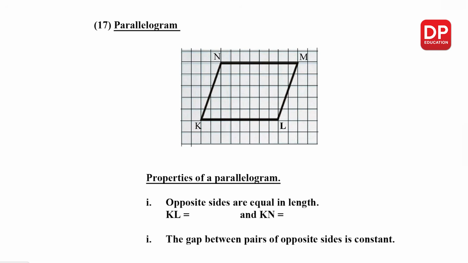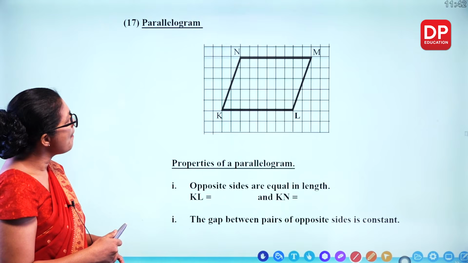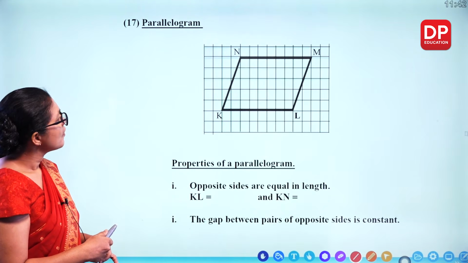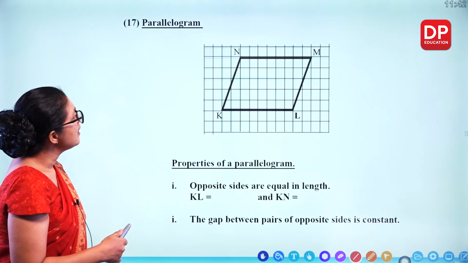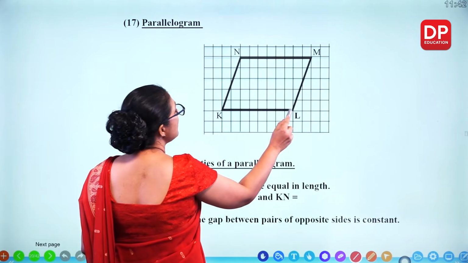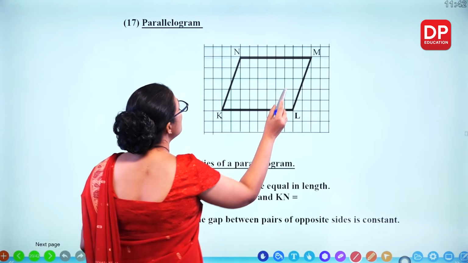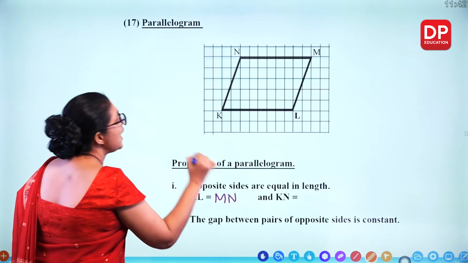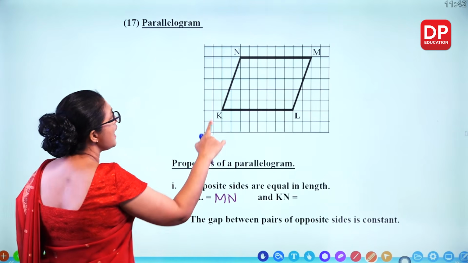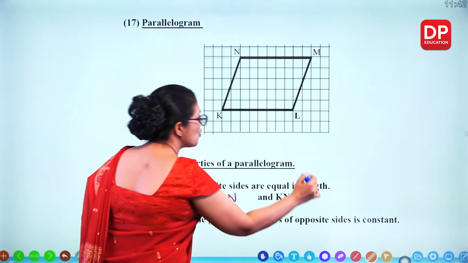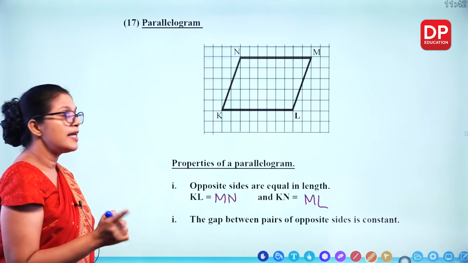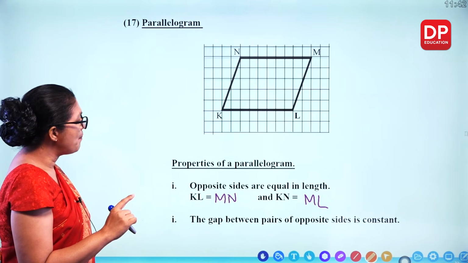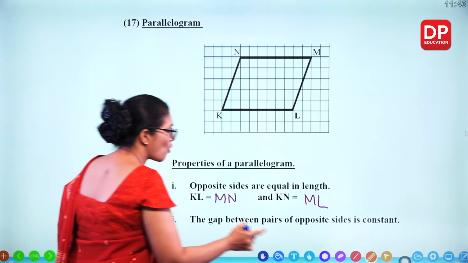The other type of quadrilateral is a parallelogram. So look at parallelogram KLMN. When you take opposite sides, they are equal. So KL is equal to MN, and KN, this side, is equal to ML. Opposite sides are equal in a parallelogram. The gap between the pairs of opposite sides is a constant.